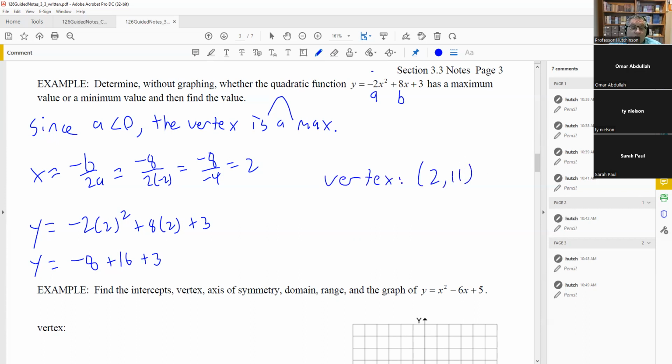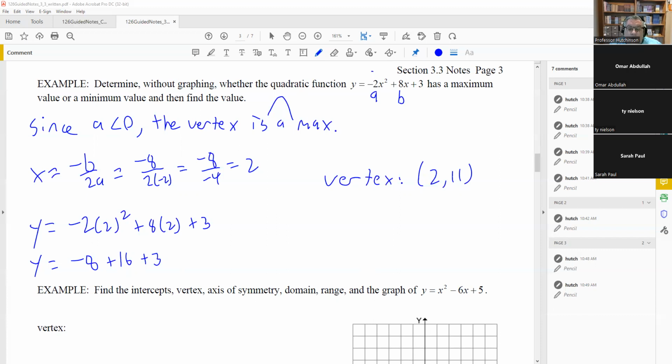And so that is going to be your answer for that. Now the vertex itself, 2, 11, that would be the highest point that you have on the graph. And of course, you could confirm that if you have Desmos or a graphing calculator, you can certainly confirm that that's what it would be. So that's your answer.